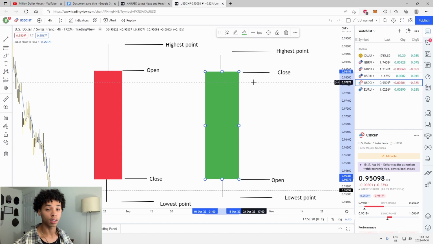So yeah, that's basically what candlesticks are. That's the most simple definition I can give you guys. It's really all you guys need to know though. It's really simple, and basically candlesticks tell us everything. So you guys need to be looking at the candlesticks.